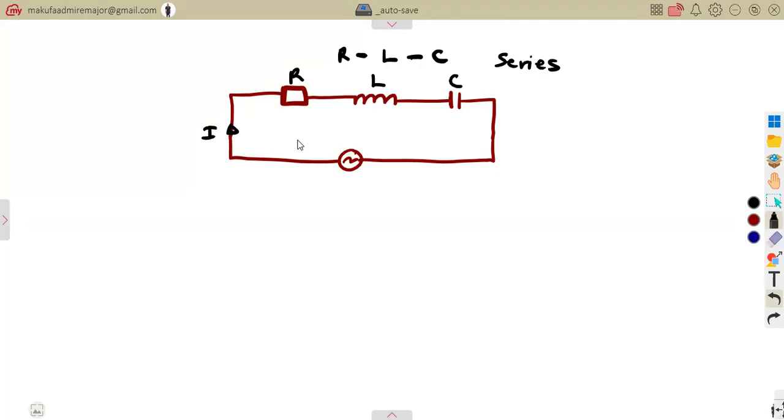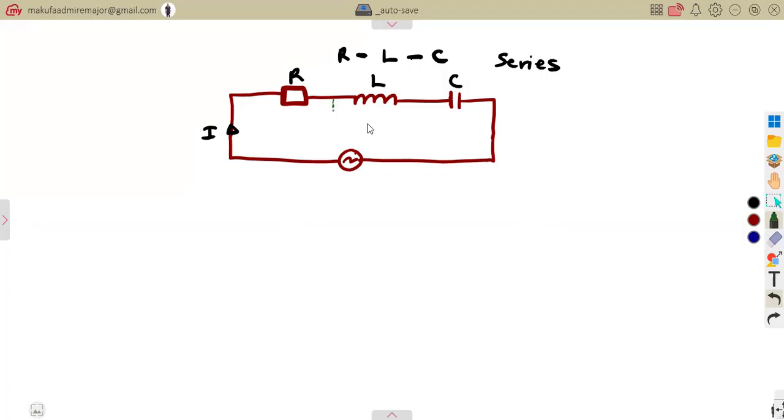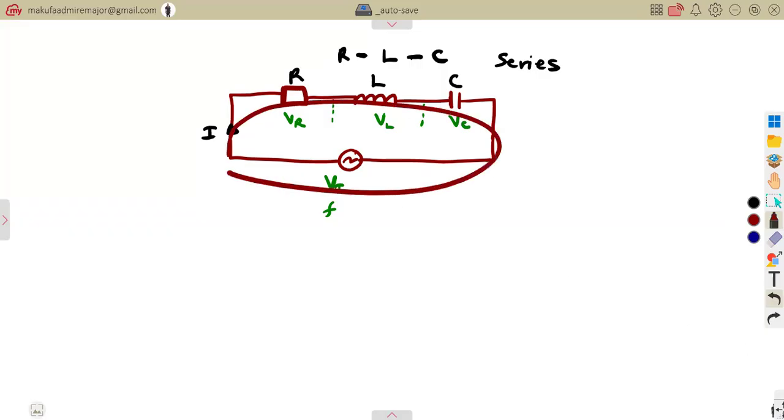Current is the same. So what they want you to understand is that in terms of the presentation, the calculation of the reactances is not going to change. You have the voltage across the resistor, the voltage across the inductor, the voltage across the capacitor, and the total voltage at a certain frequency. With this, you can use the current as the same because it is a series consideration. Remember, in series, current is the same.